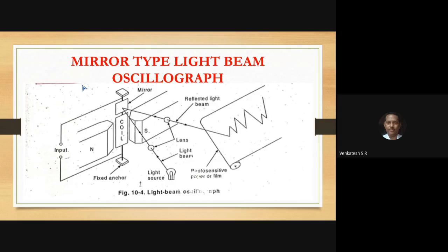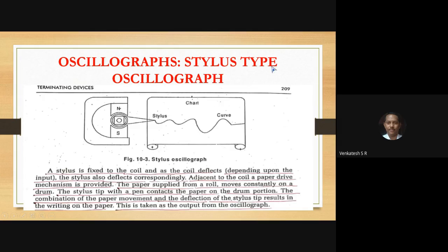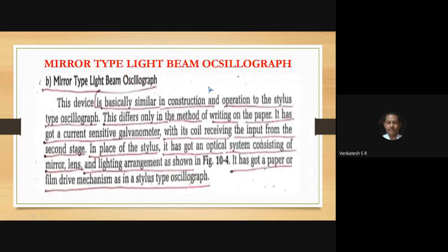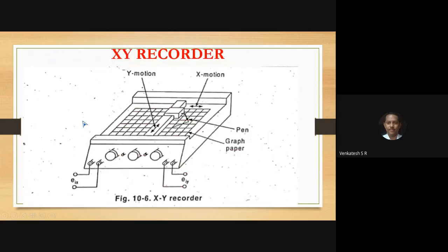List applications. Put it once again. Among the two, one is the stylus type of oscillograph, the other one is the mirror type light beam oscillograph. Why is it called mirror type? Because you have a mirror in the oscillograph. For that reason, this is called the mirror type of light beam oscillograph. So you have the explanation here. You can read it twice, thrice, or four times and write your own sentence.